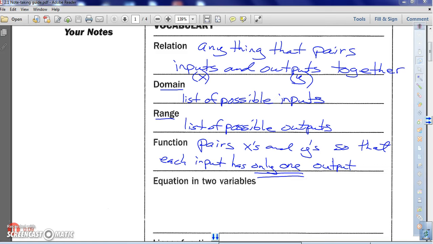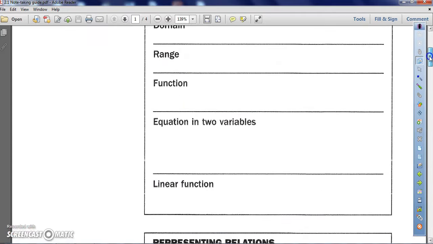And finally, an equation in two variables that just simply means that you have two variables. You have an x and a y. You have an input and an output variable in each case. All right, so let's take a look here.